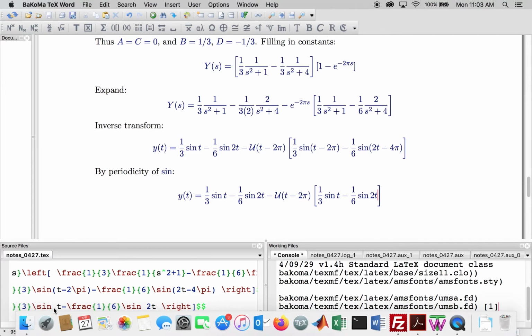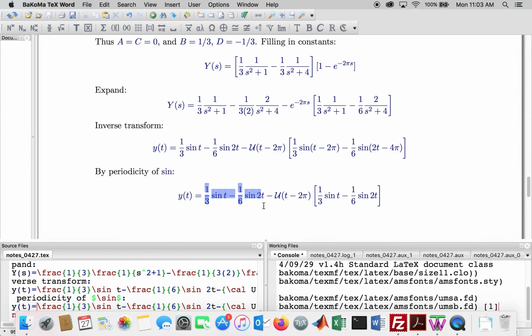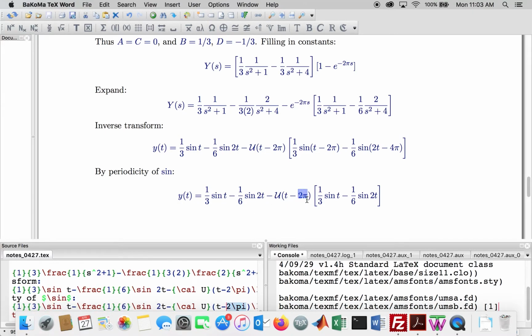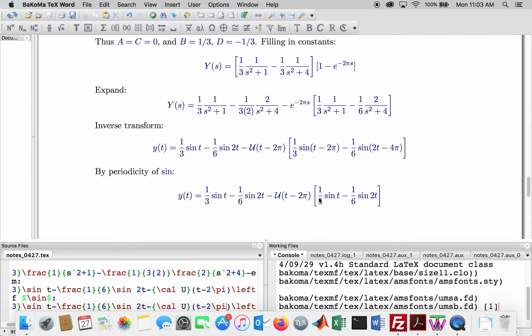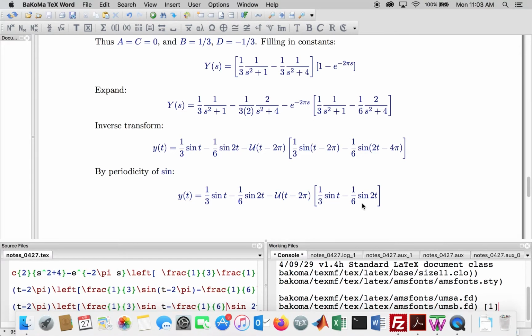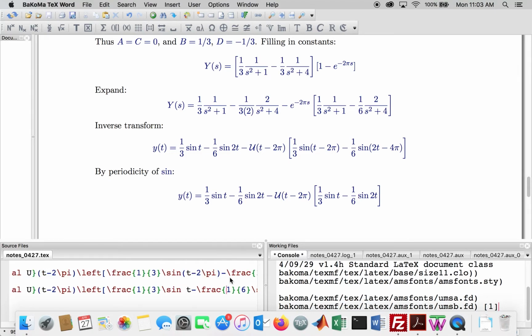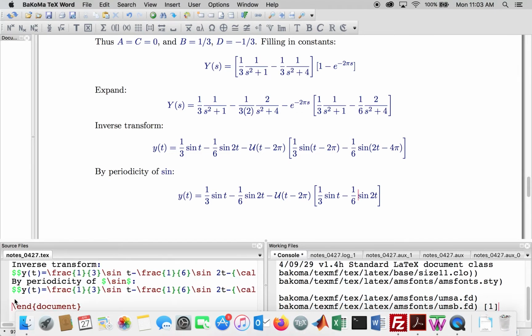In WebAssign, when you solve these problems, it has you enter this part of the solution, the part that's not multiplied by a unit step function, in one box. It has you enter the shift in another box, and then whatever that's being multiplied by a unit step function gets entered into a third box, just so you know how answers are supposed to be entered in WebAssign for these kinds of problems. Okay, so that's it for this example. I have one more.